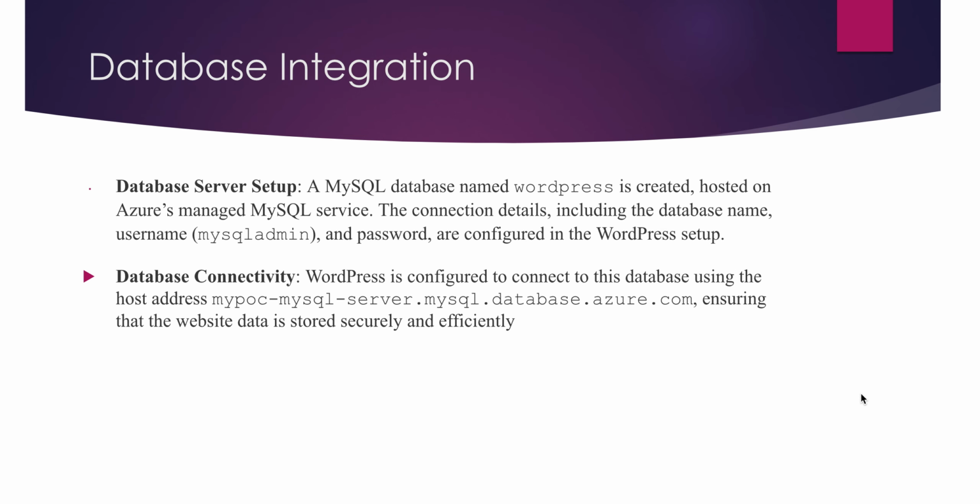Now, on this screen, we have database integration. There are different databases, relational and non-relational. In relational, we have SQL, MySQL, and in non-relational databases, we have MongoDB. In this, we use MySQL. In this MySQL database, we use the name WordPress. Also, that is hosted on Azure Managed MySQL Service.